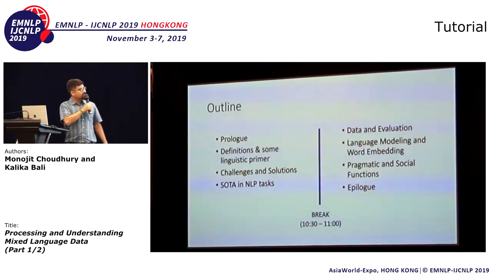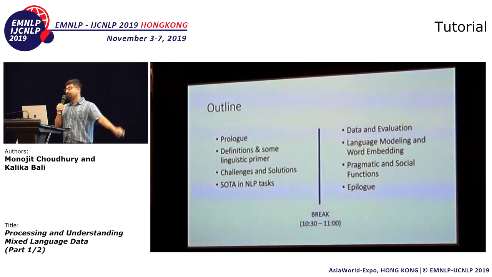The outline of the tutorial would be like this. Prologue is just what I finished. After that, we'll get into some of the linguistic definitions and primers of what is code switching, how it differs from different kinds of linguistic mixing situations, etc. Where does it happen? Then we'll talk about the challenges and solutions. Then we will give a bird's eye overview of the state of the art in various NLP tasks for code mixing. After that, we'll have a break for 30 minutes.